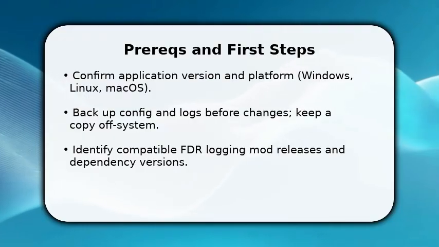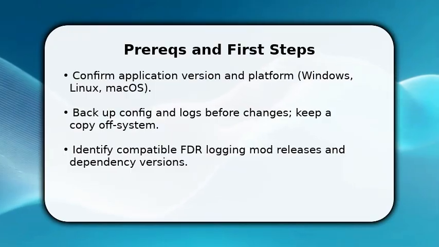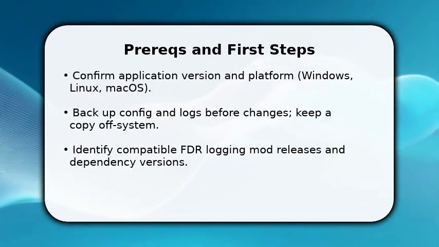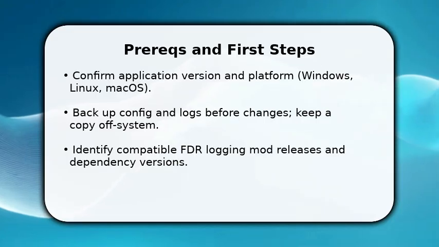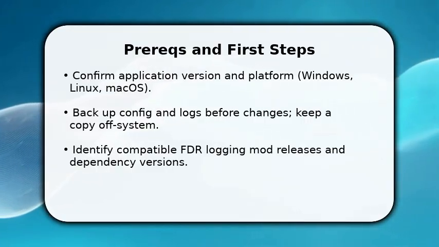You start by verifying versions and backing up critical files. This avoids disasters later. Once you know the app build and OS, locate mods that match that exact release and note required libraries. Next, download the mod package and checksum it to ensure integrity. If a package manager is available, prefer that.